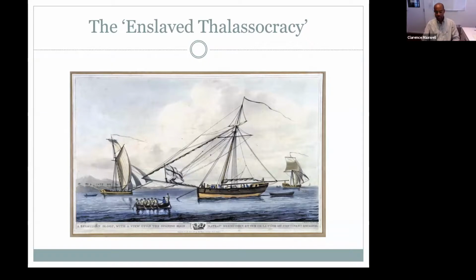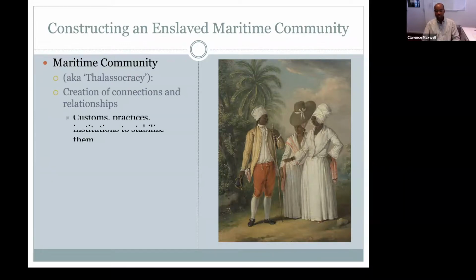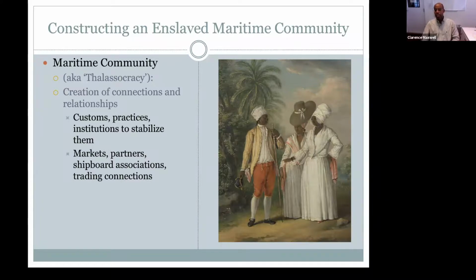Therefore, this brings us to the question of an enslaved thalassocracy. As mentioned, it is a maritime community, and that, among other things, involves the creation of relationships and connections, and customs to stabilize institutions and practices. These markets included a variety of different places across the Caribbean basin, and these associations put Bermuda's enslaved mariners in various markets around the Caribbean basin. So we end up having, as I said, an enslaved maritime community.